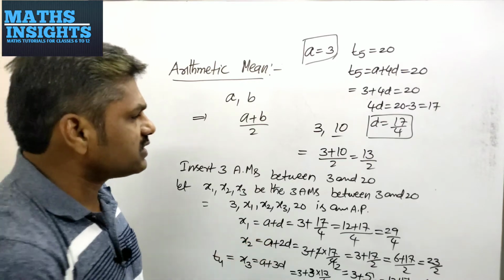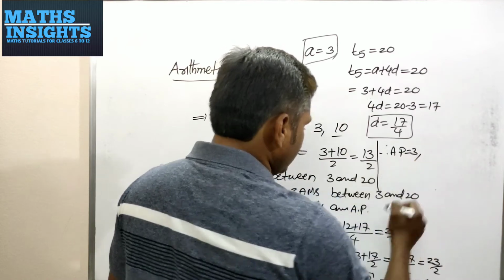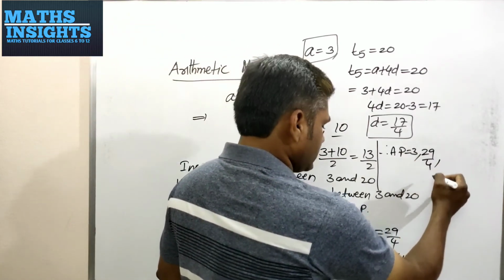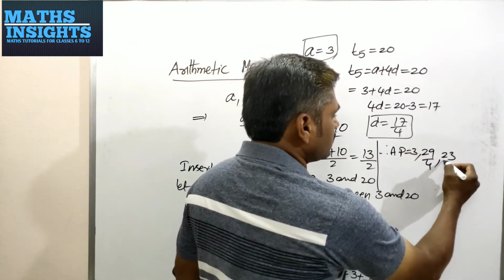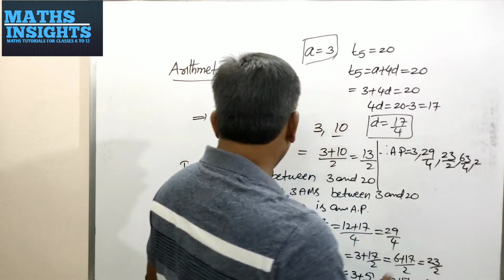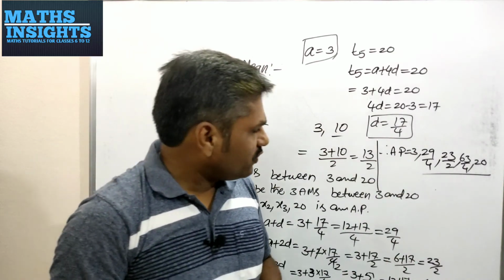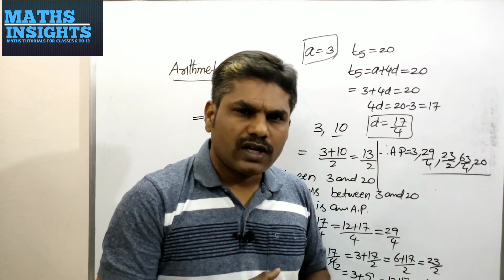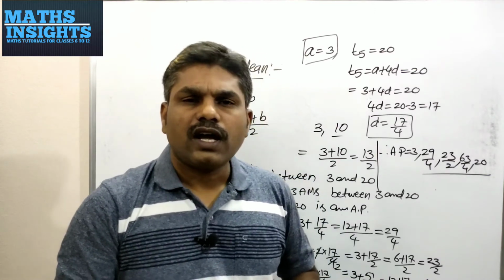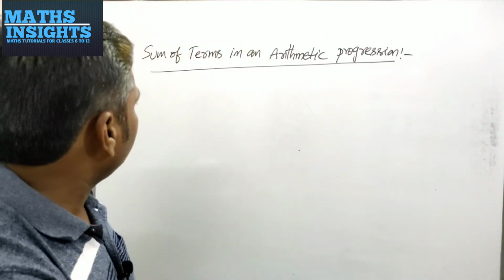If you insert all of these, then the AP is 3, first one is 29 by 4, second one is 23 by 2, third one is 63 by 4, and finally 20. So in this manner we will insert any number of arithmetic means between any two given numbers in an arithmetic progression. This is a very important part in the arithmetic progression.